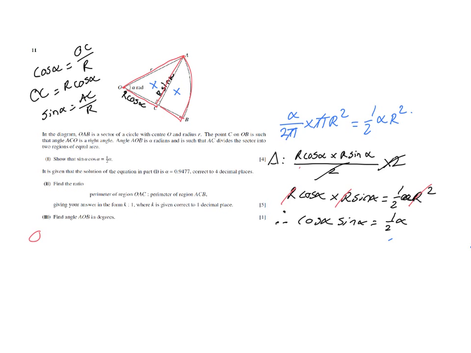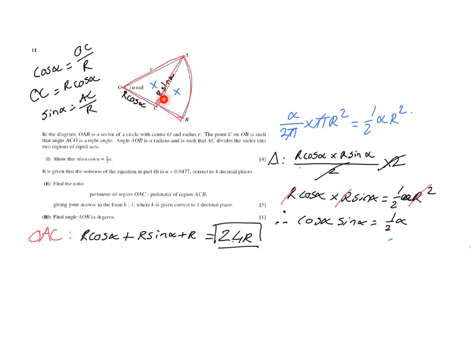So let's find the perimeter of OAC first. That's why it's useful that I put those values there at the beginning, because the perimeter is going to be r cos alpha plus r sin alpha plus r. If I then substitute that value of alpha, so I do the cosine of 0.9477 and the sine of 0.9477, please make sure your calculator is set to radians. Then you collect the like terms, and you'll have 2.4r. So that will be the perimeter of OAC.